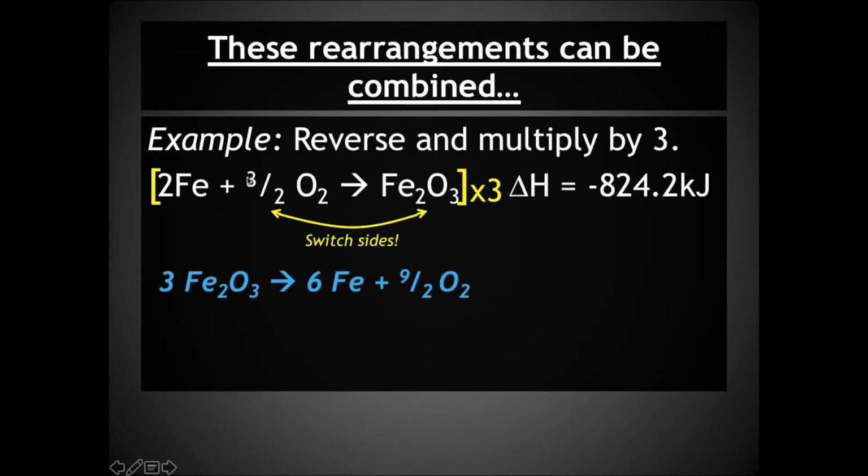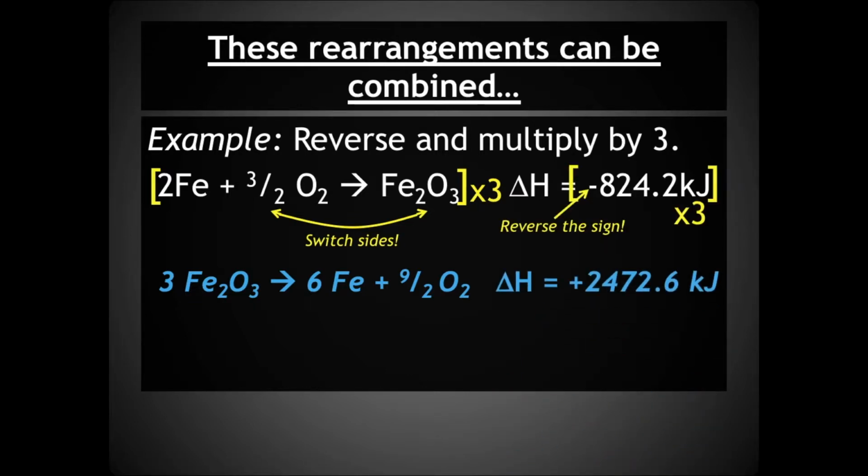Okay, so you will have some fractions in here, so remember your fraction multiplication rules. They're pretty simple. This is something that my kids learn in 3rd grade, I think, so I think you can handle it. But make sure whatever you do over here, you don't forget to do here. So then you also have to change the sign and multiply by 3, and that would be your new delta H.